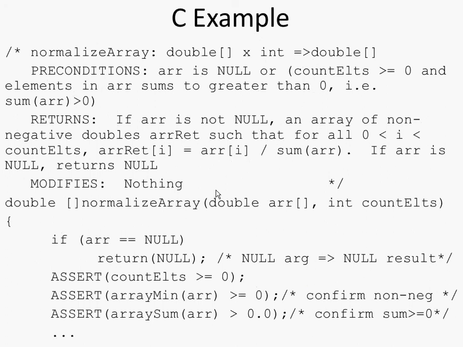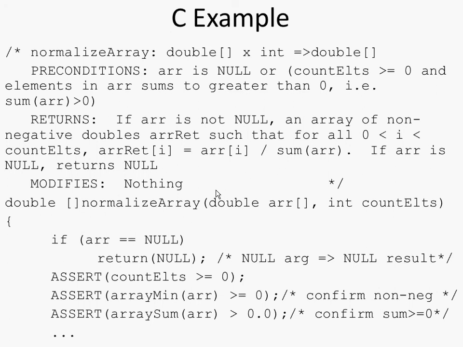What's this going to return? Maybe it's 2.0, 4.0, and 4.0. What's it going to return? Well, it's going to return 0.2. Why? It's 2 divided by 2 plus 4 plus 4, which is 10. And then 0.4 and 0.4. Okay? That's the normalized version of this array. That's what the job is.